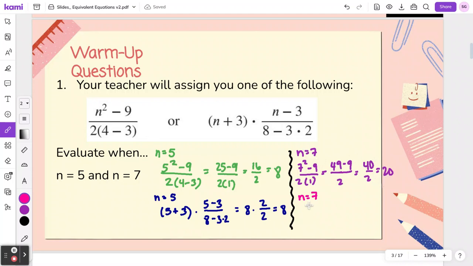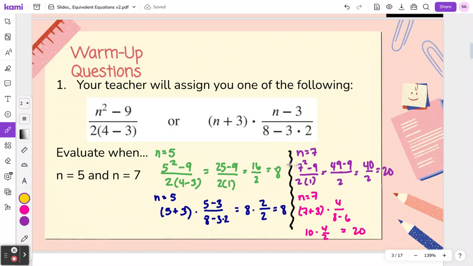Guess what I'm going to get when I substitute 7 into the second expression? Do you have any guesses? Well, it would say 7 plus 3 times 7 minus 3. I'm going to go ahead and write 4. And then 8 minus 3 times 2 is 6. That will give me 10 times 4 divided by 2. 4 divided by 2 is 2, and 10 times 2 is 20.